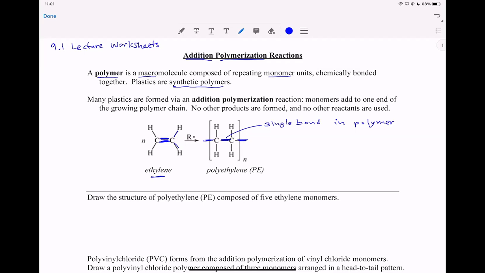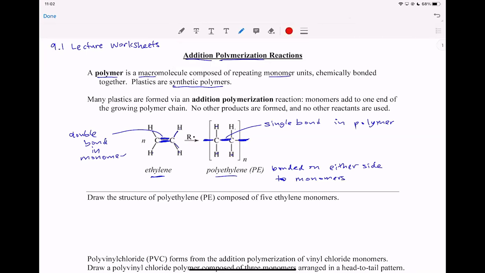It still has in the monomer the same 4 hydrogens. So 1, 2, 3, 4, and those 4 hydrogens are still there. And what you have in the polyethylene is that this is bonded on either side to these ethylene monomers. Okay, so the most important thing though is that the double bond becomes a single bond in the polymer. So in the monomer, it was a double bond, but it becomes a single bond in the polymer.